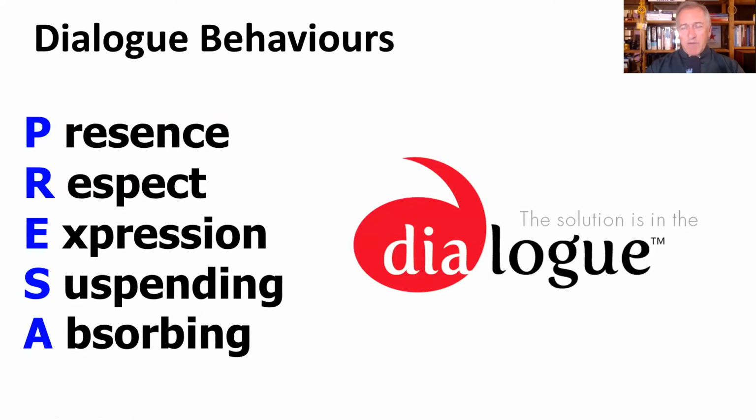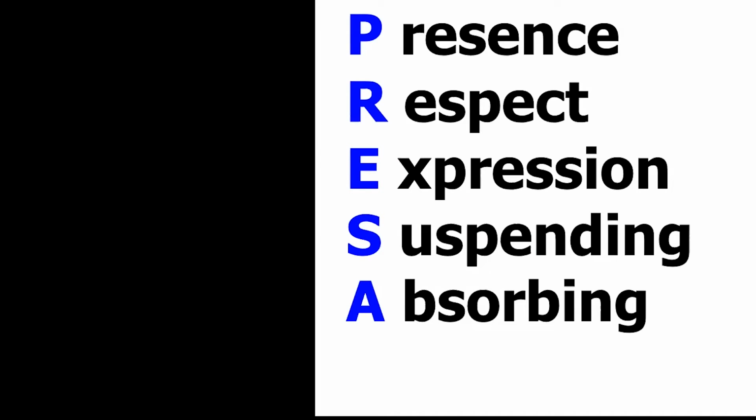I refer to the 5 categories of behaviors as PRESA. That's a simple learning mnemonic, which I have found very useful. There's a category of behaviors referring to presence, which I will explain. There's a category of behaviors referring to paying respect between people in dialogue, being respectful of each other. There's a category of behaviors related to expression, and there's a category of behaviors related to suspending your thoughts and assumptions. And finally, a category of behaviors related to absorbing the messages that are being sent by the other party.